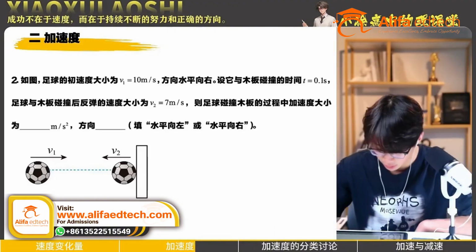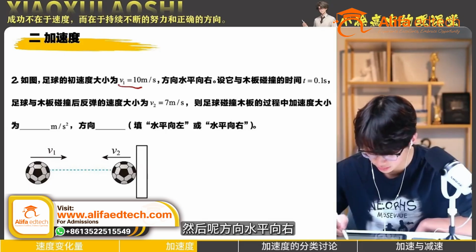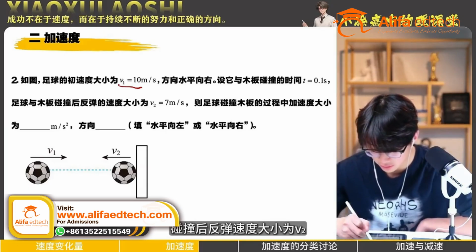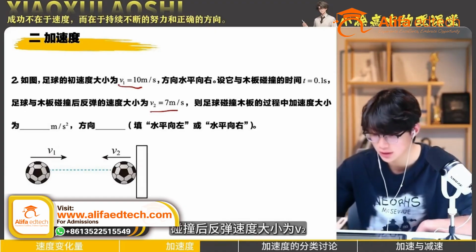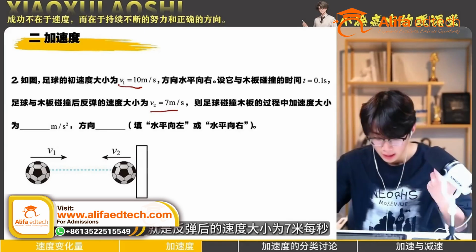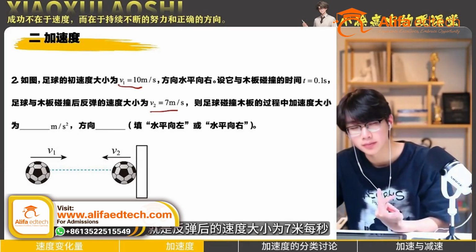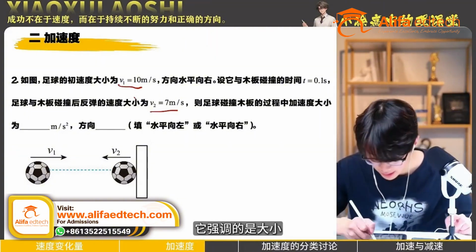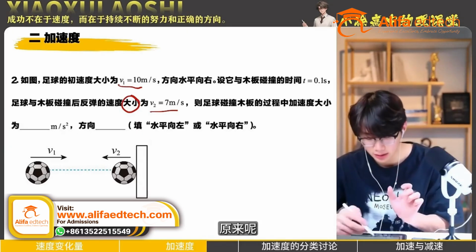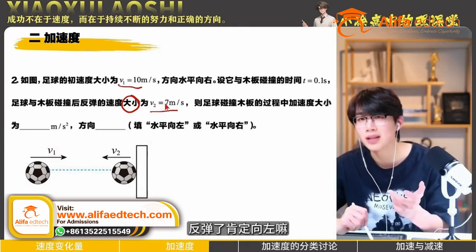Okay, let's look at this problem. The initial velocity of the soccer ball is v1, and its direction is horizontally to the right. The collision time is 0.1 seconds. After the collision, the magnitude of the rebound velocity is v2. Actually, there's an implicit condition here. What is it? The magnitude of the velocity after rebounding is 7 meters per second. It emphasizes the magnitude. Actually, there is a different direction here. Originally, it's to the right. Later, it rebounds. If it rebounds, it must go to the left.